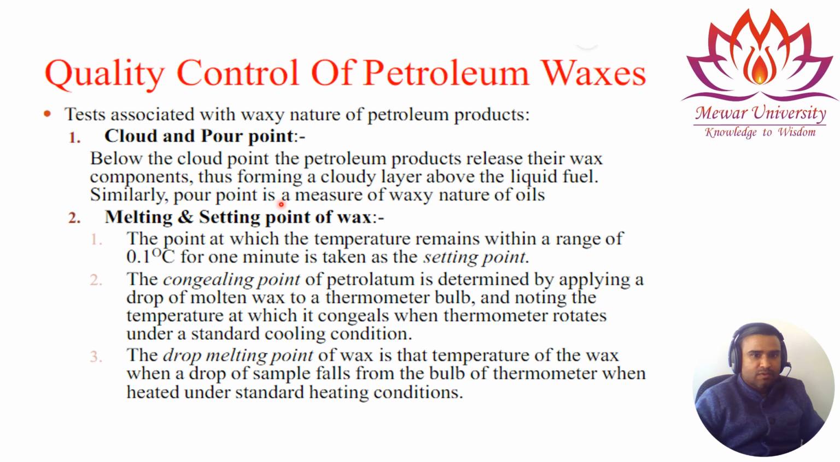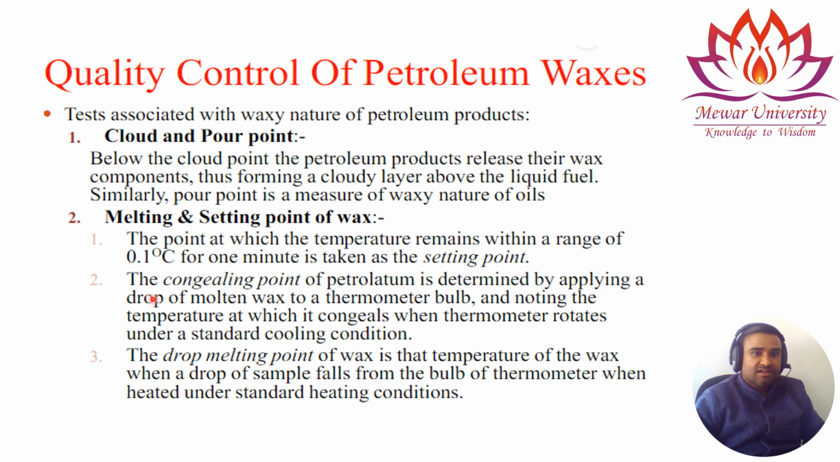Similarly, pour point is a measure of the waxy nature of the crude. Pour point is basically the minimum temperature at which the wax will form from the petroleum product. So this property is a measure of the waxy nature of the oil. It tells you how waxy the oil is. And second is melting and settling point. The point at which the temperature remains within a range of 0.1 degree centigrade for 1 minute is taken as the setting point.